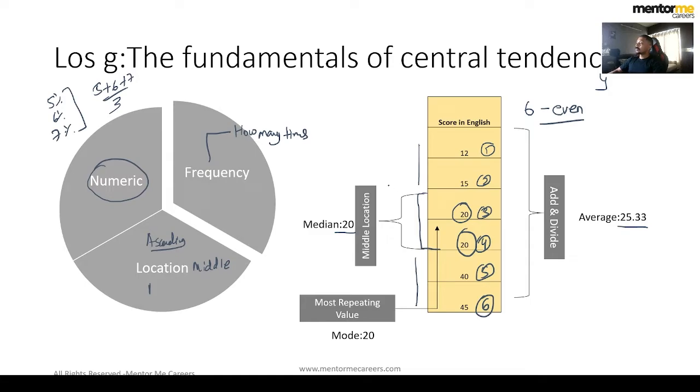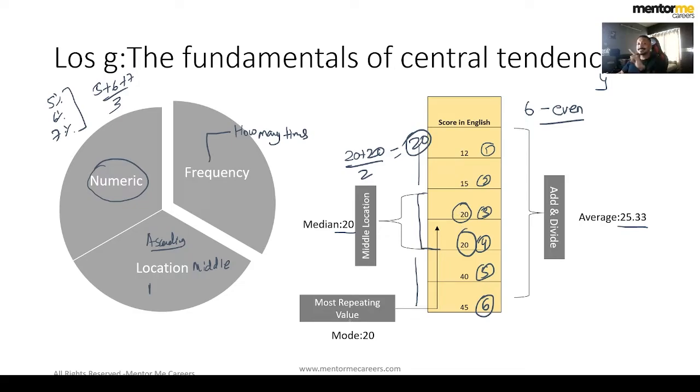So now what would you do? You would just do 20 plus 20 divided by 2. So this is my middle location itself, right? And mode is trying to find out which is the highest repeating value. So in this case, since we just have one value which repeats twice, our mode is 20.